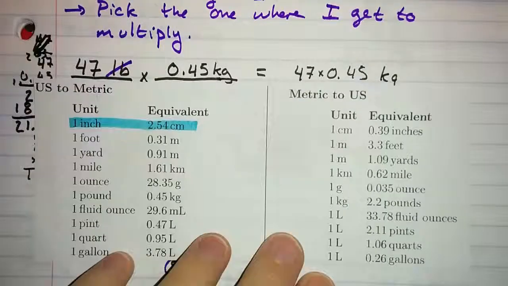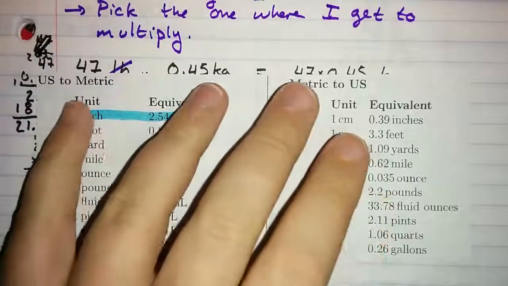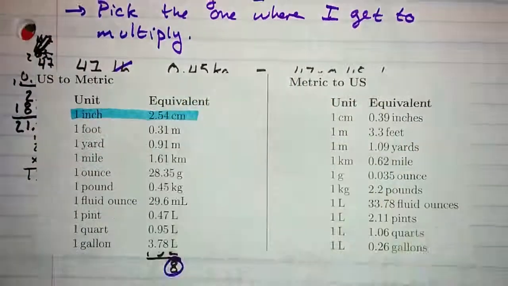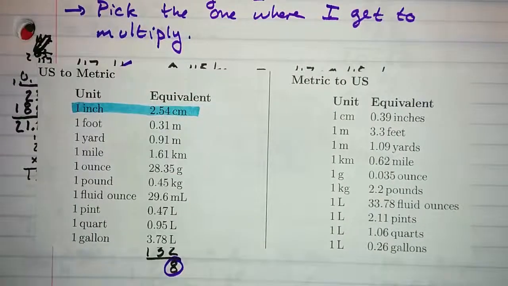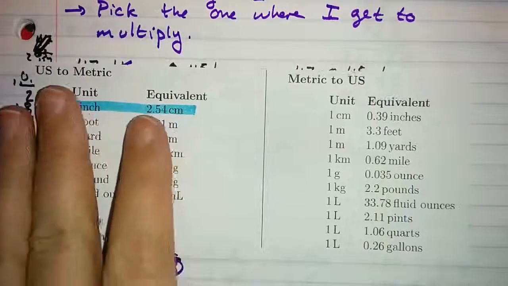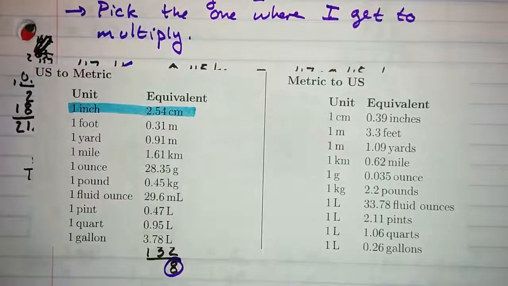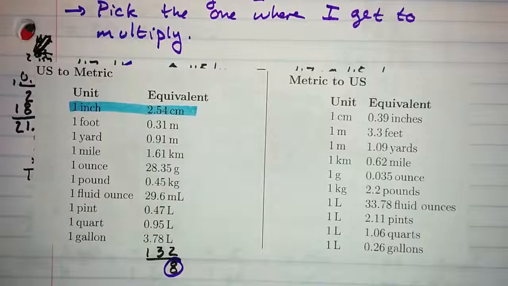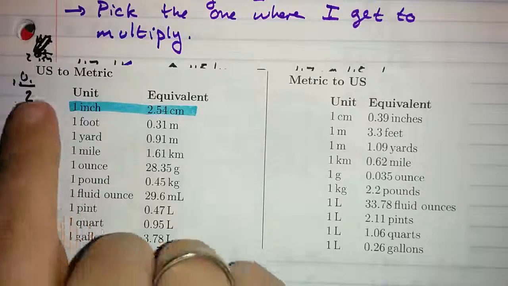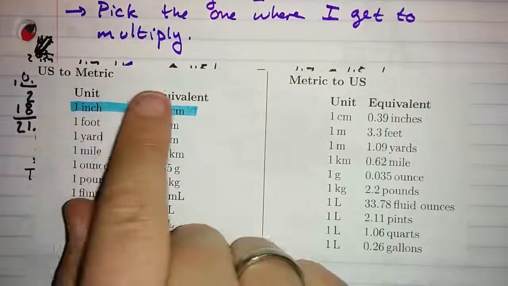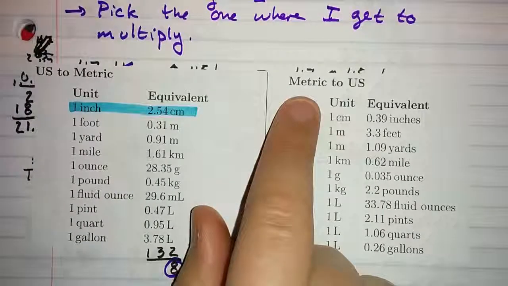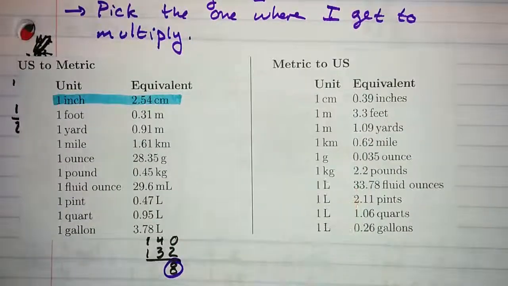Now, look at how these tables are labeled again. US to metric, metric to US. In this problem, I started with a US unit and I wanted a metric one. I ended up choosing the conversion factor that came from this table. So when we're looking in a table like this, if what we have is a US unit, we want to use one of these guys. If what we have is a metric unit, we want to use one of these guys.